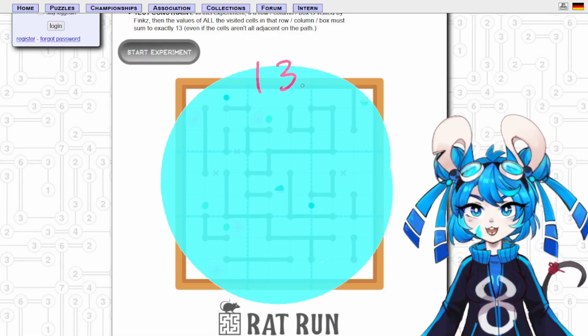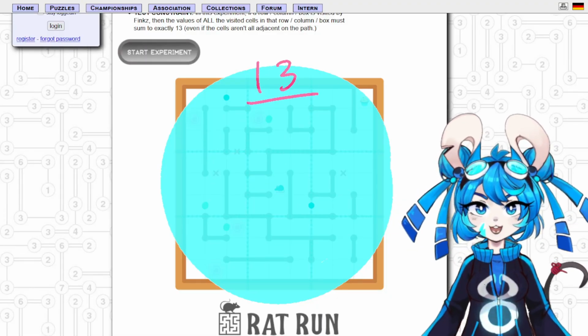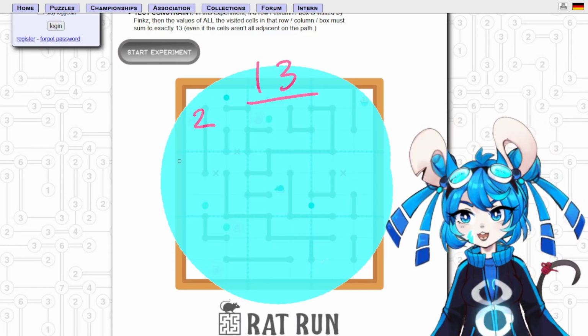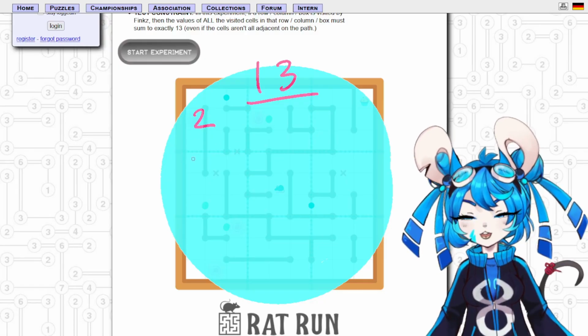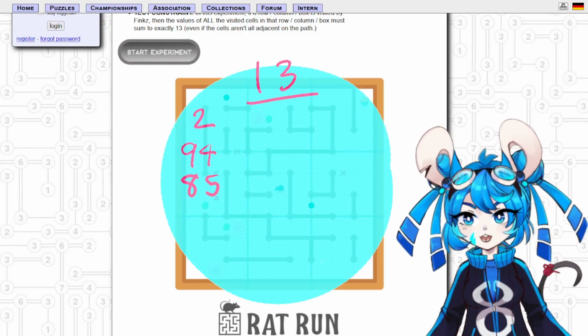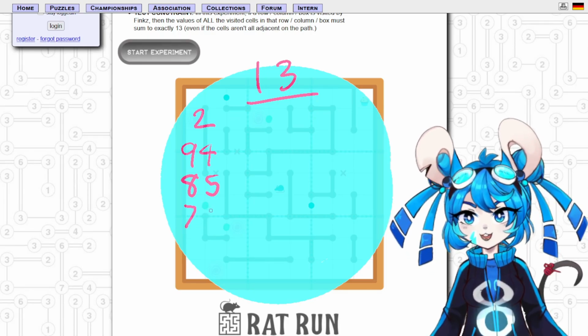We should look at all the combinations of numbers that add up to 13. So, for example, in 2 cells, it can be made 3 different ways. It can be made with 9, 4, 8, 5, and 7, 6.